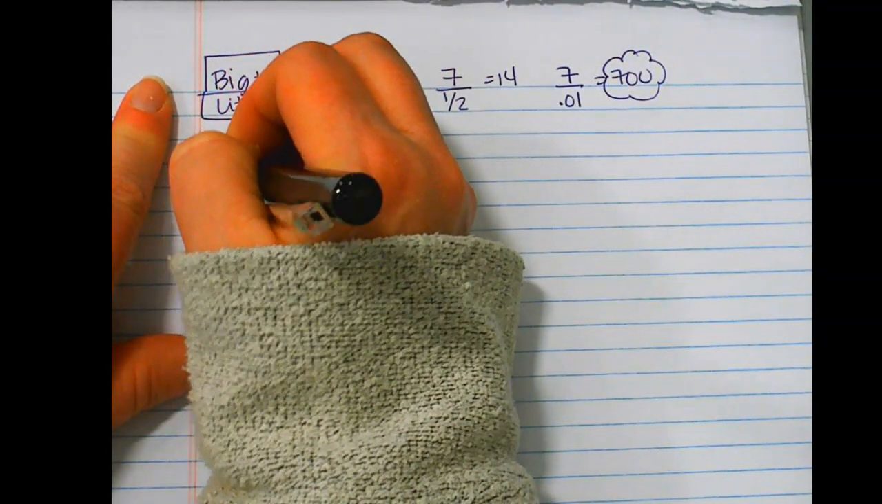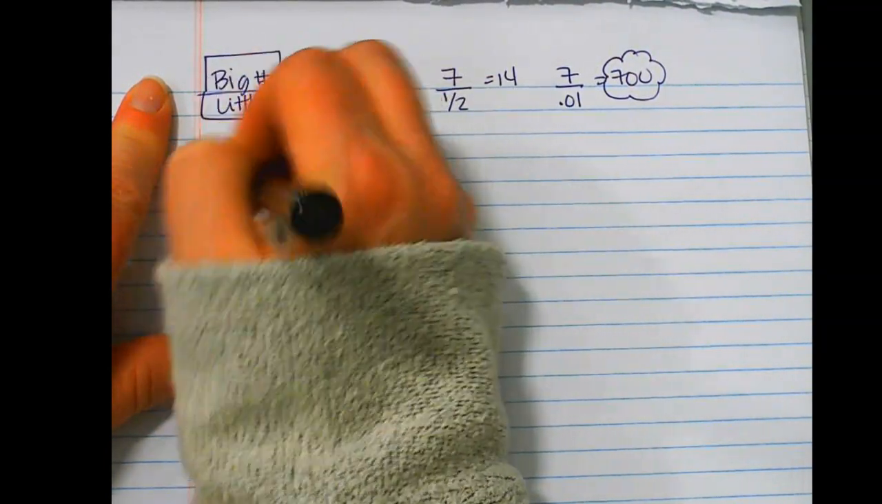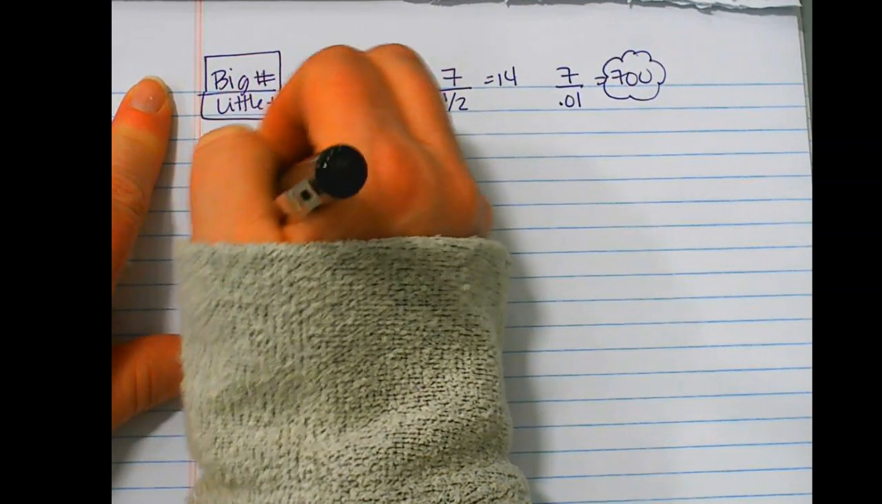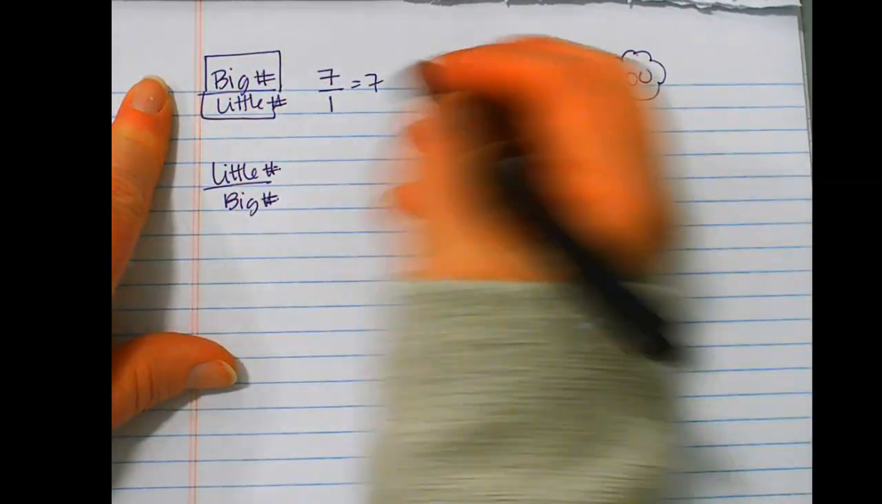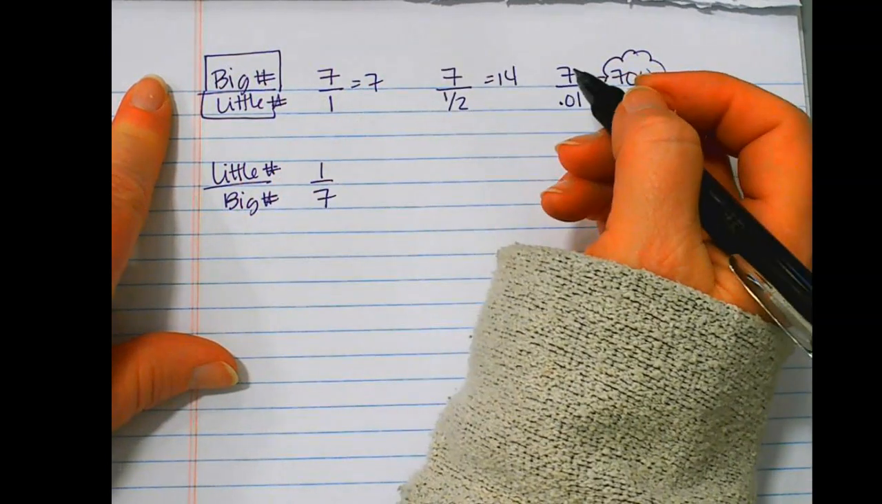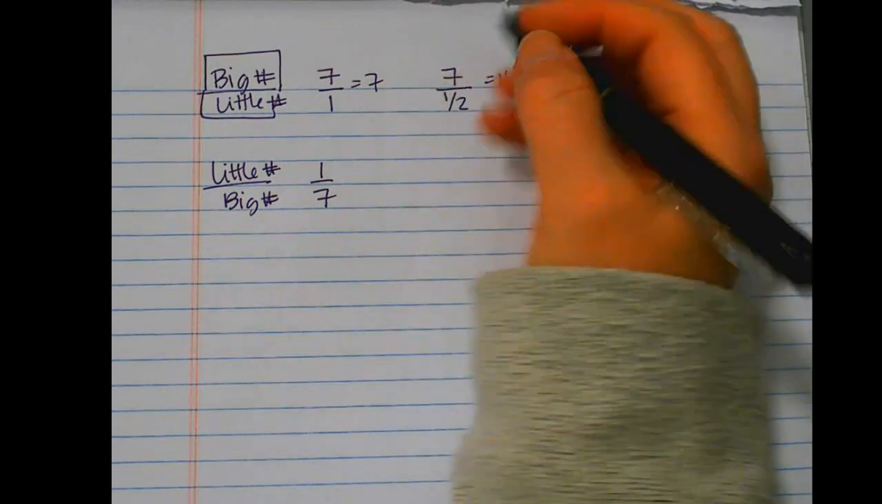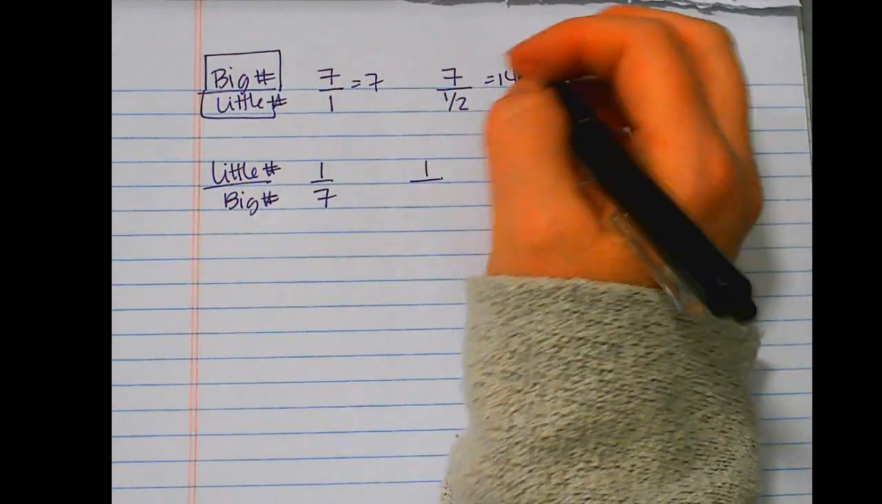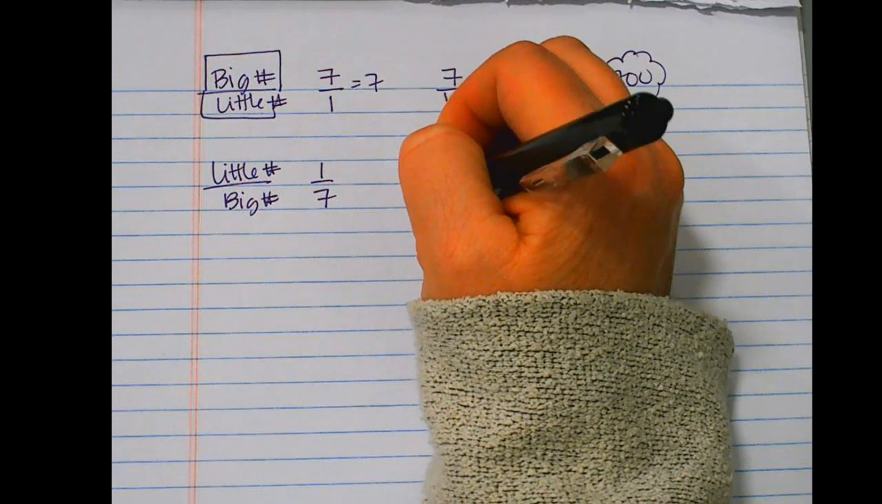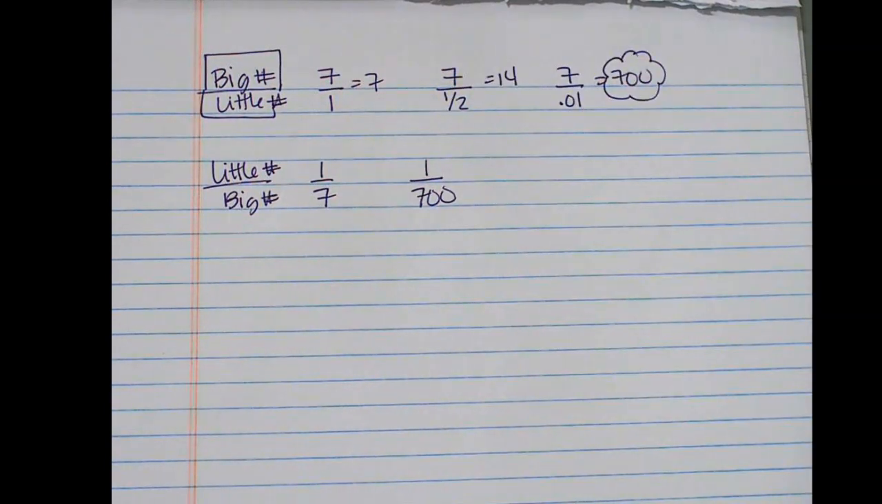Let's do a little number over a big number. Let's switch it. So 1/7. We can imagine a pizza that has 7 slices. That would be a really awkward way to slice a pizza, but we can imagine taking one slice of it, and we could see it. It would be a regular number that we could figure out, 1/7. How about 1 over a bigger number, like 700? What would that be?